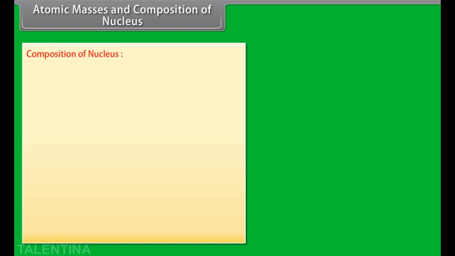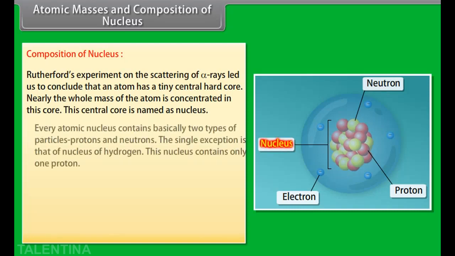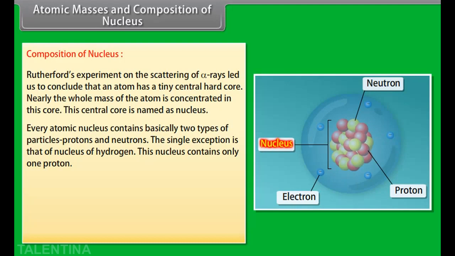Composition of nucleus. Rutherford's experiment on the scattering of alpha rays led us to conclude that an atom has a tiny central hard core. Nearly the whole mass of the atom is concentrated in this core. This central core is named as nucleus. Every atomic nucleus contains basically 2 types of particles, protons and neutrons. The single exception is that of nucleus of hydrogen. This nucleus contains only 1 proton.